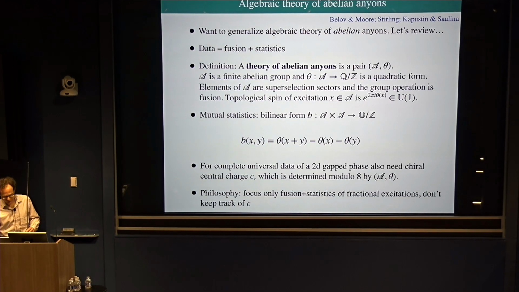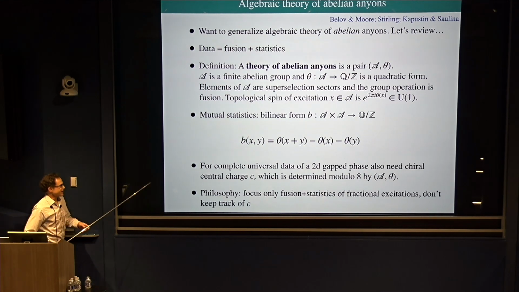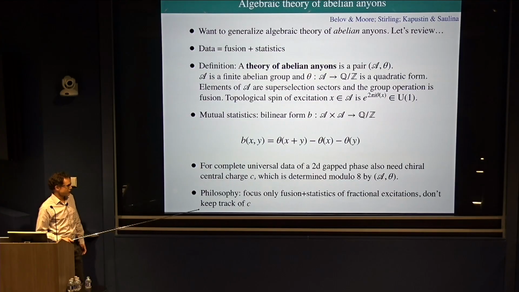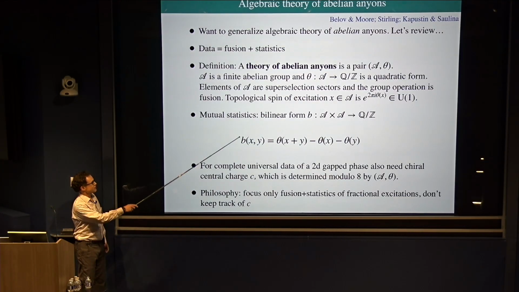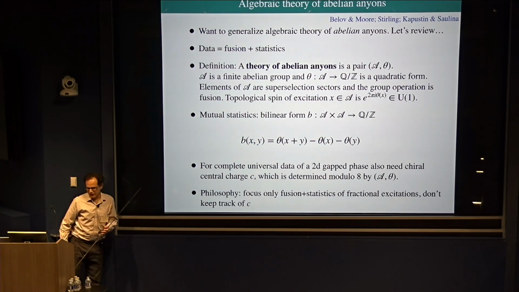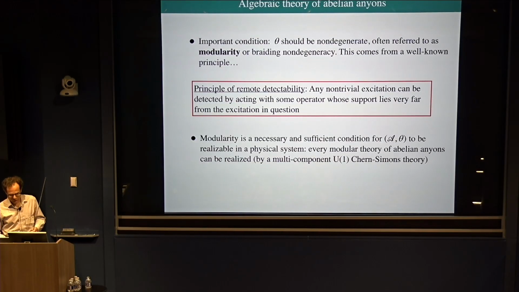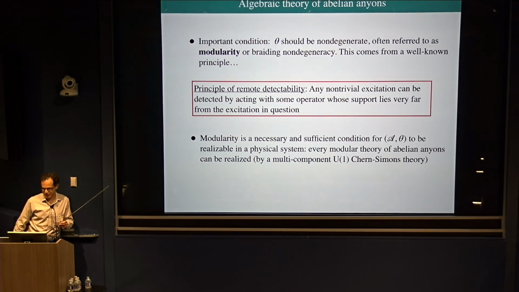Now there's a piece of universal data that we know is important in 2D gapped phases, the chiral central charge, which Michael also mentioned in his talk. It's partially determined by this data, but not completely. But our philosophy is to focus on the excitations, and so we don't worry about keeping track of the chiral central charge. We're only interested in those properties we can extract from the fusion and braiding of the excitations in a direct way.